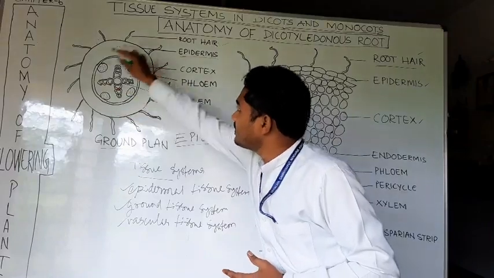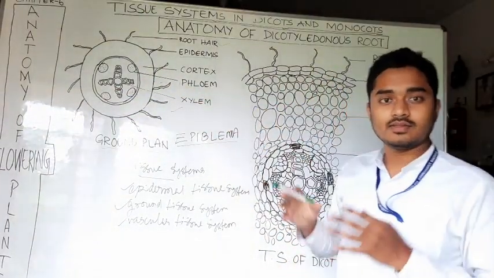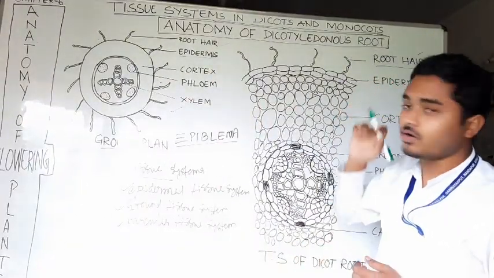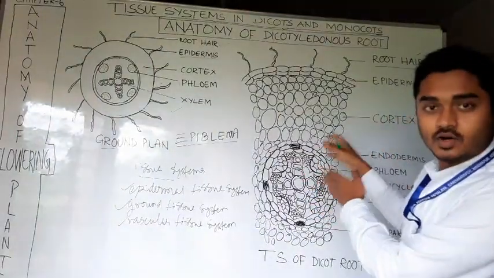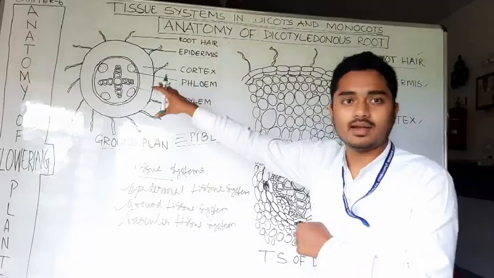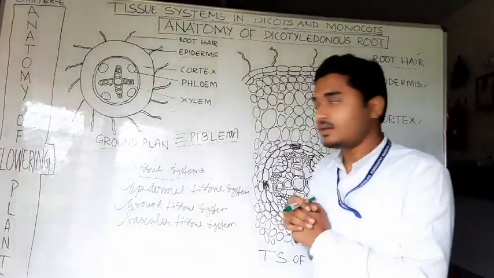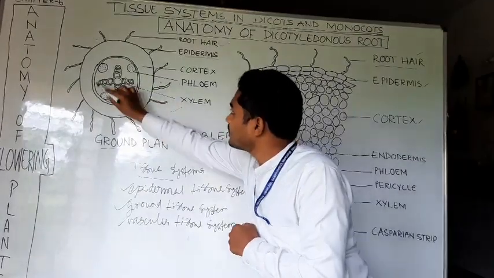Then beneath the epidermis, we can find this portion, which is known as the cortex. It is made up of various simple permanent tissues, and we will see which tissues make up the cortex when we look at the actual cross section of a dicot root. This is the ground plan, or the schematic representation, of the various tissue systems found in a dicot root.